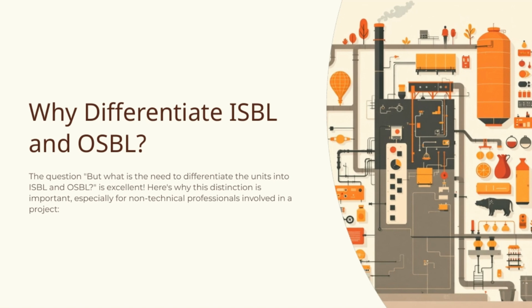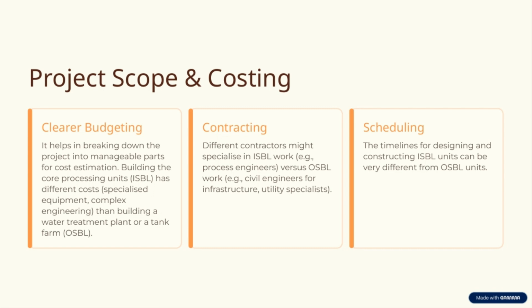So, in the overall project, distinguishing ISBL from OSBL helps us optimize design, control budgets, and maintain a smooth workflow from start to finish. That's why I emphasize this point. It's fundamental to successful project execution and clear project management. Let's talk about project scope and costing, which are crucial for effective project management.